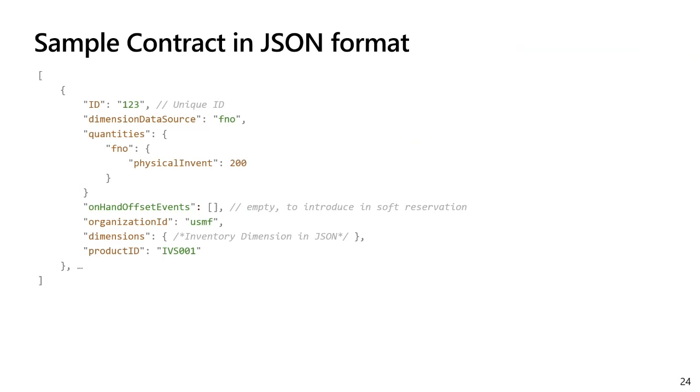And the quantities are the fields that are mapped from your on-hand table to inventory visibility service. Basically, they are the on-hand quantity fields. And the on-hand offset events, as an array, will be discussed later when we go to soft reservation features. The organization ID is the data area ID in Dynamics 365 supply chain management. For dimensions, simply encode the inventory dimensions for the record in a JSON format. And the product ID keyword represents the item ID in Dynamics 365 supply chain management, and the value is case insensitive.